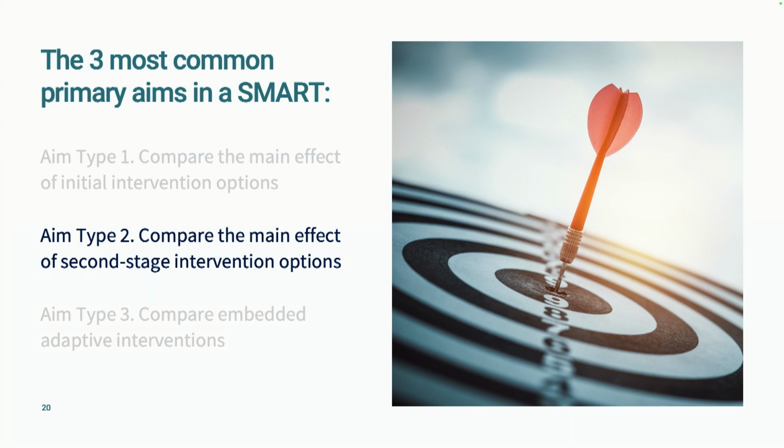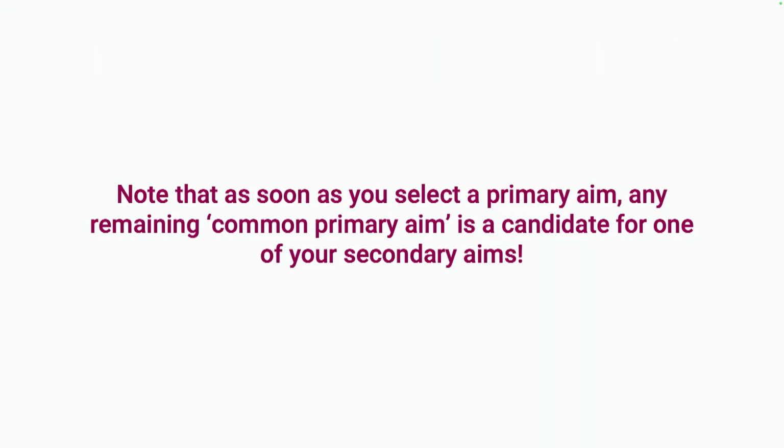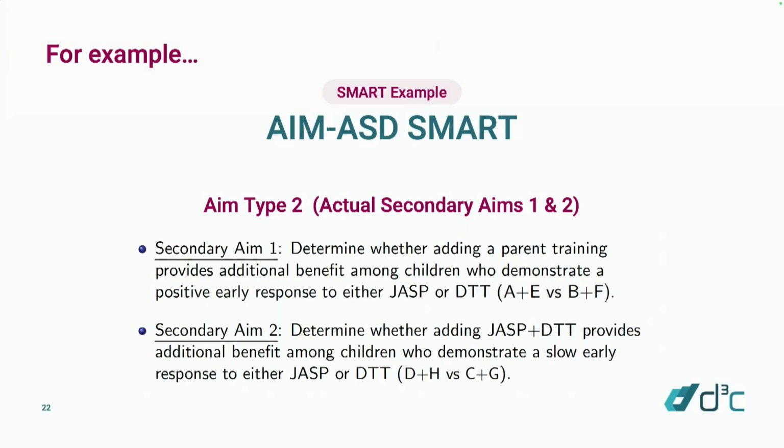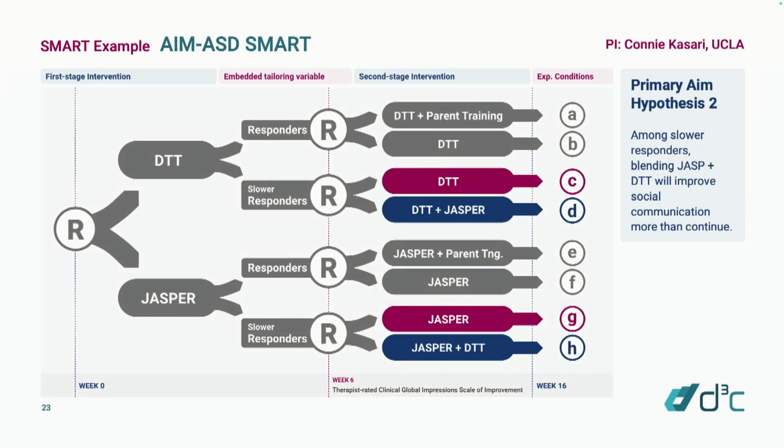So AIM type 2s are different. AIM type 2 is comparing the main effect of second stage intervention options. So we actually had two of them in this study because we had two versions of that question. Among the kiddos that are responders, early responders, do I need parent training? And then we had the other question, among the kiddos who are slower responders, do we need to augment or stay the course? Also a very fine question.